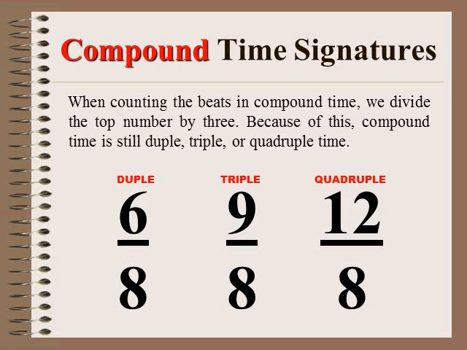Remember, I previously told you that there are 3 types of time: duple, triple, and quadruple. Well, compound time is no different. When counting the beats in compound time, we divide the top number by 3. So compound time is still duple, triple, or quadruple time. It still only has 2, 3, or 4 beats per measure.